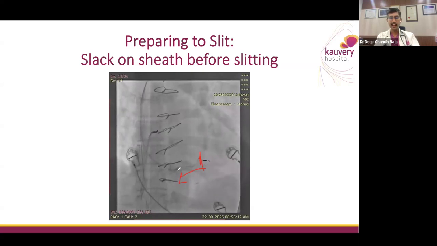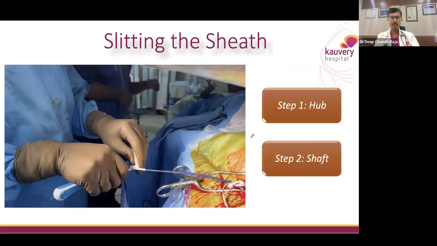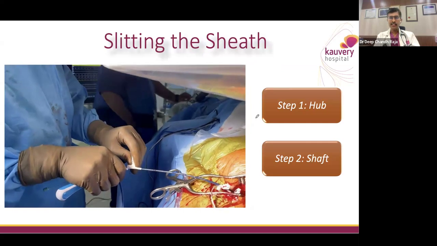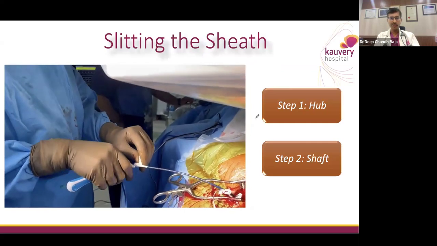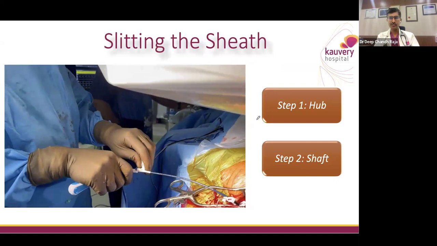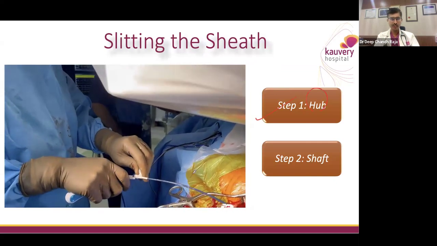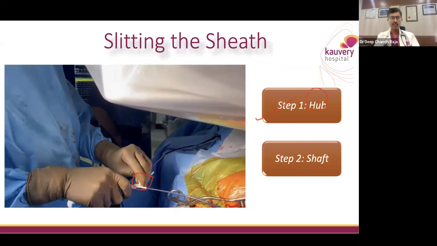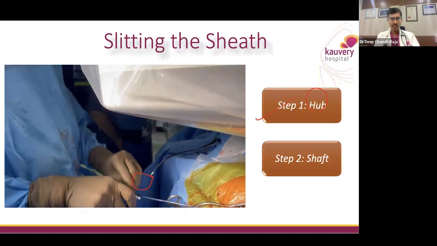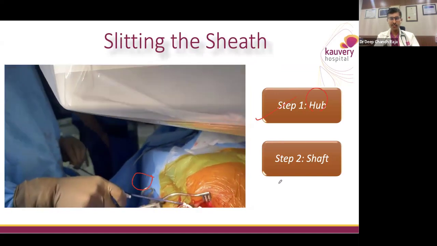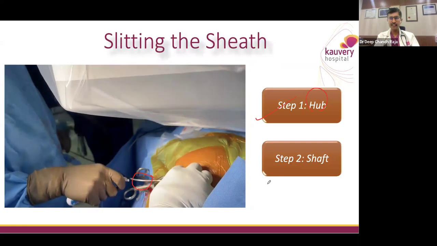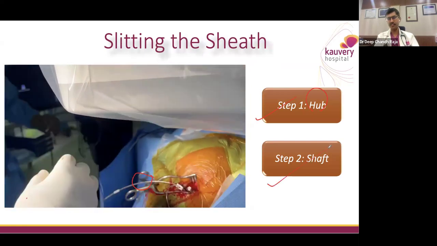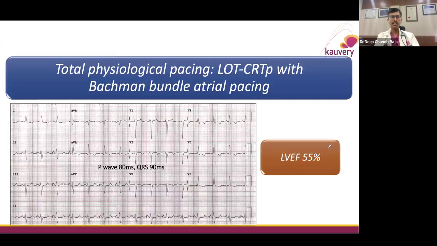Once we have created a slack on the sheath, we start slitting the sheath. I would always say slit the sheath in 2 steps, be it for a CRT case or something else. The first step is to slit the hub, which is basically this white portion. Once the white, stiffer portion is done, take a pause, a brief half-second gap, and then start slitting the shaft. So that's about slitting the sheath.